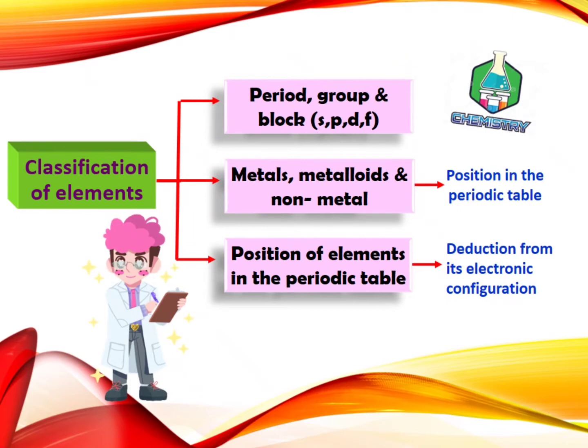Alright guys, so in this part we are going to learn about period, group and block. So in school you already learned about the period of the periodic table and the group. But here kita ada lagi satu tambahan, which is the block, which is SPDF. And then we are going to look at the position of metal, metalloid and non-metal in the periodic table, and we are going to deduce the position of element in the periodic table by using electronic configuration that we already learned in chapter 2.